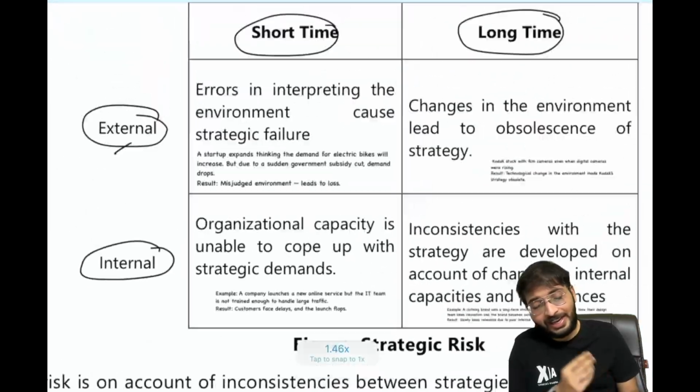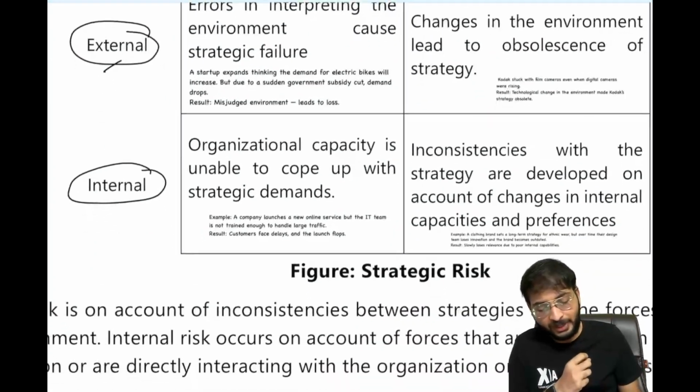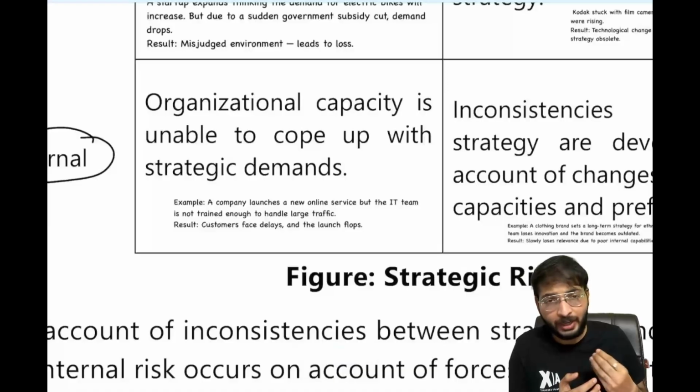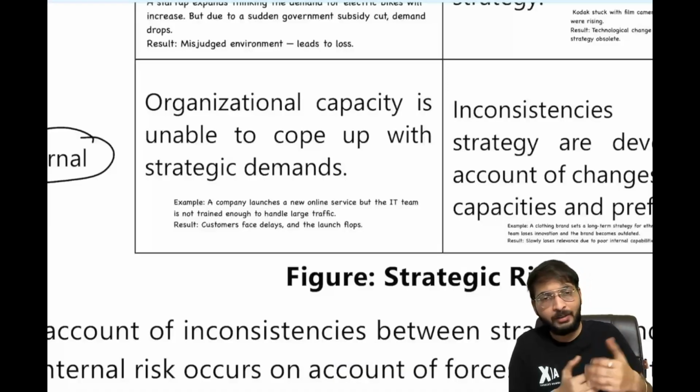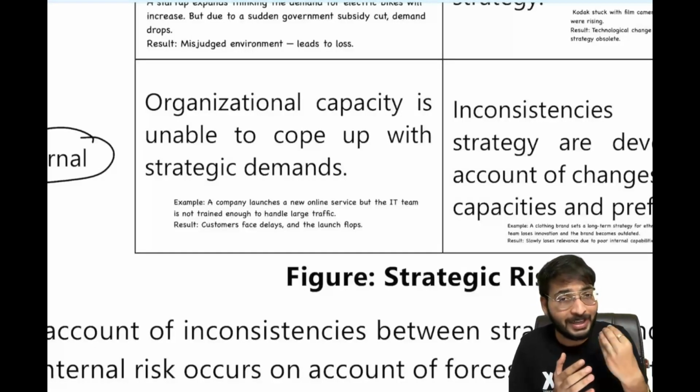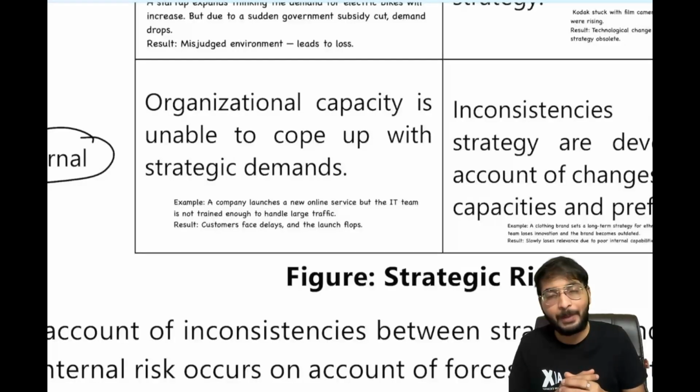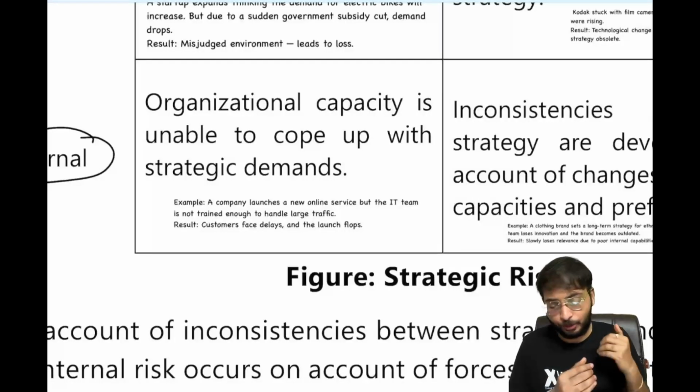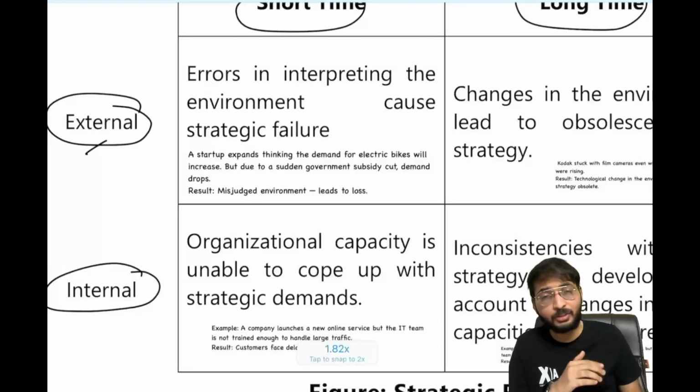Next is internal short time risk. Example: there is an online service provider company, an engineering company or a software solutions company, and a client came. You have accepted the work, but the necessary specialized persons are not available. So for 1 or 2 months you'll face an issue. That is an internal, short time risk.